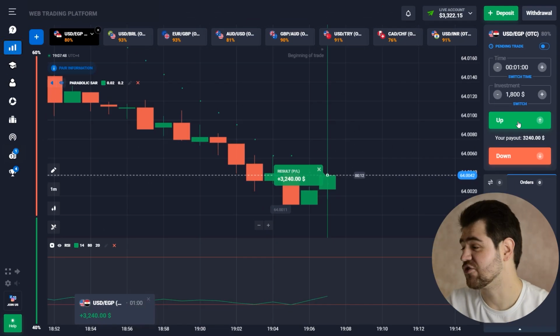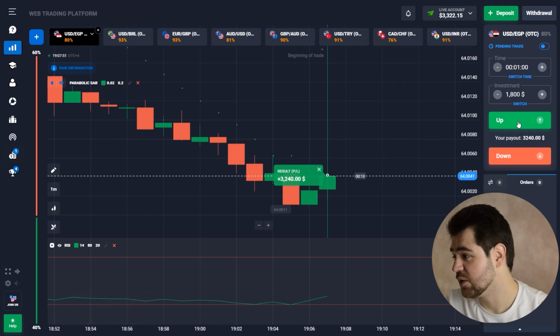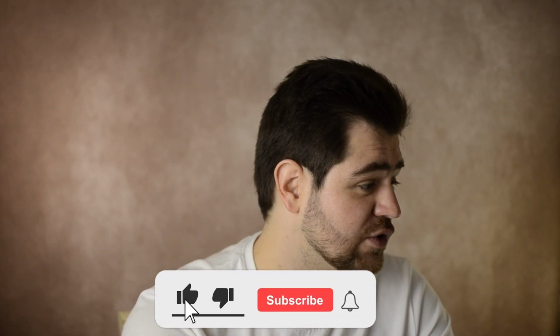Here is the profit from this option. We are in a good position here, $3,322 on the balance. I'm considering this a good goal reached for today's session.